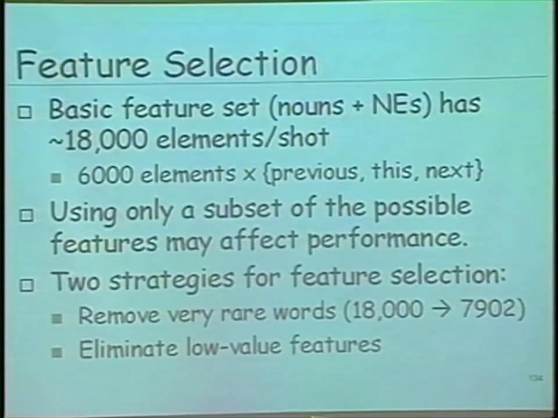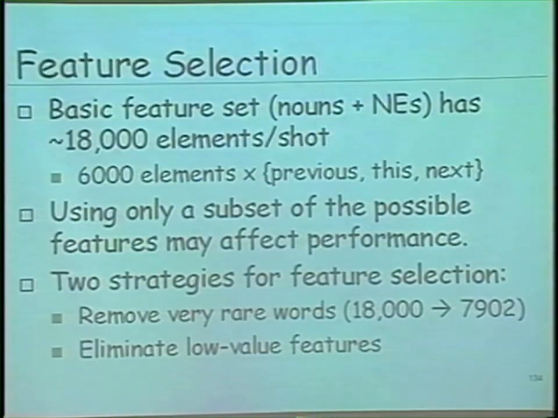We have a large vocabulary of nouns and named entities, about 6,000 total, and we use a 3-shot context to classify. So we look to classify the current picture. We use the ASR associated with that, the previous shot, and the next shot. So 6,000 times 3 is very, very big.